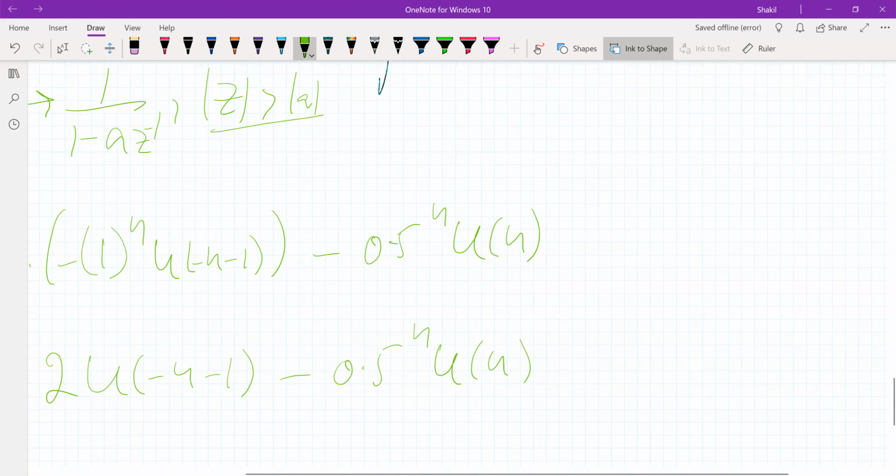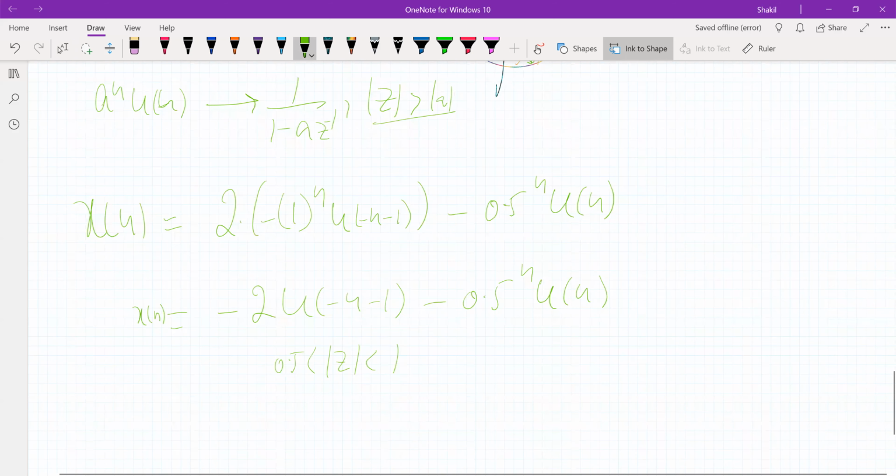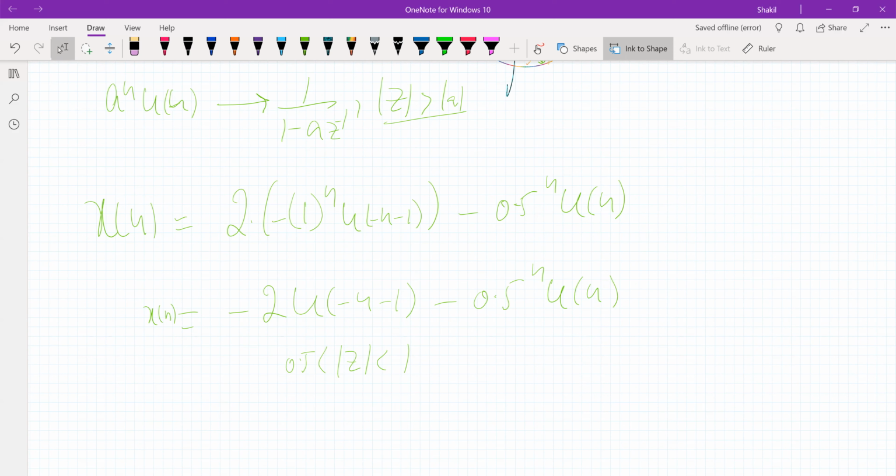So this is the inverse Z transform for this region of convergence. So this is how we calculate the inverse Z transform, or x of n, from x of z. I hope you understood. Please practice it. You will get the idea.